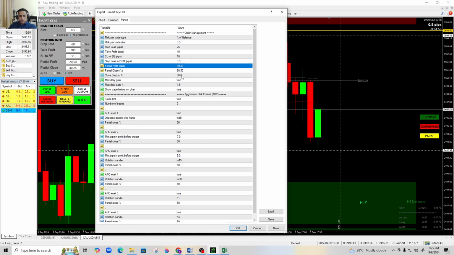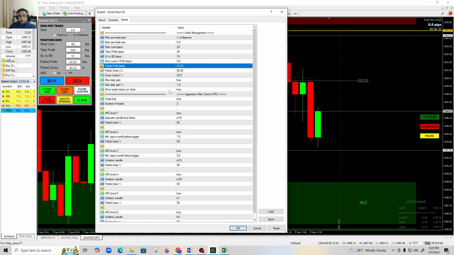Then your close custom button, you can set it up to whatever you want. So when you hit close, if you don't want to use the 50% and the 25% standard buttons, you can put a percentage of your choice here. Then your max daily gain. Let's say, for example, if it's 1.5 or 2%, once it hits that, the trades will close. All open trades, once you hit that value, will close, right?